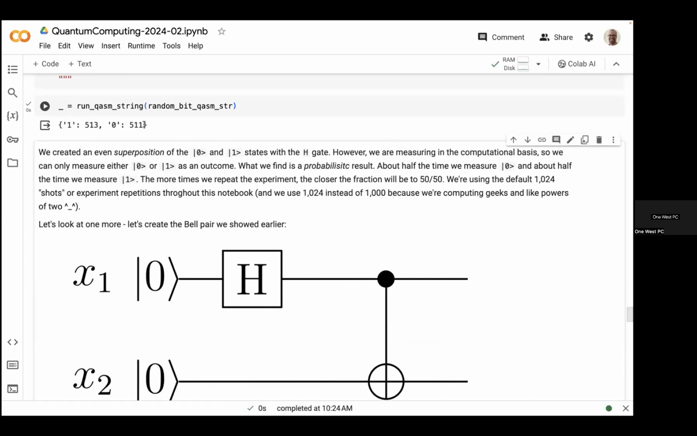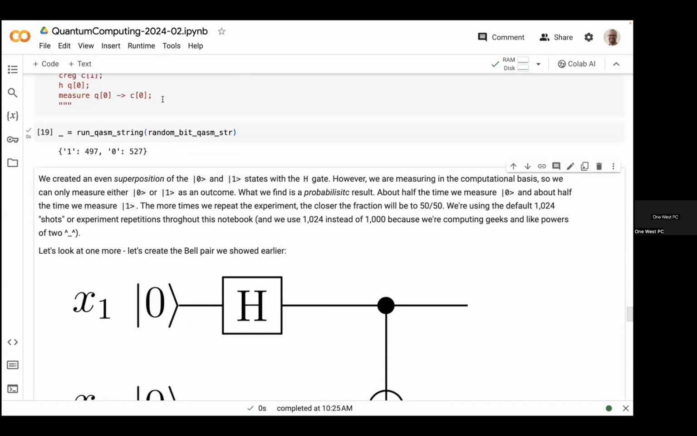And that's because I put a qubit into the H. I operated on H. I put it into an even superposition of 0 and 1. And when I did the measurement, it was probabilistic, right? I had a 50% chance of getting a 0 and a 50% chance of getting a 1, right? And I did 1,024 measurements. I happened to get 511 in the ground state and 513 in the excited. And if you run this again, you'll get slightly different numbers, right? Because like I said, it's probabilistic.